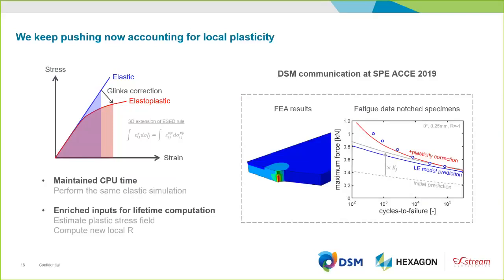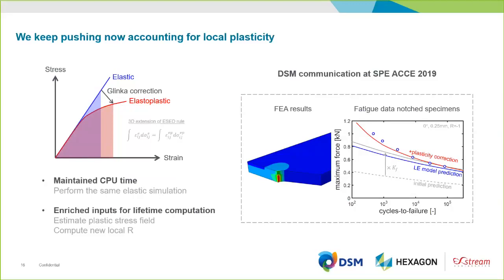So this was also presented recently by Pierre at the SPE meeting in a joint DSM and e-Xstream presentation. And just a highlight of that, so in the graph with the FEA results, you see a symmetric portion of a notched specimen, where in red you see the high concentrated stress that you will get if you load this specimen in fatigue. And the blue dots in the graph beside it are then the measured lifetime points at certain loads.